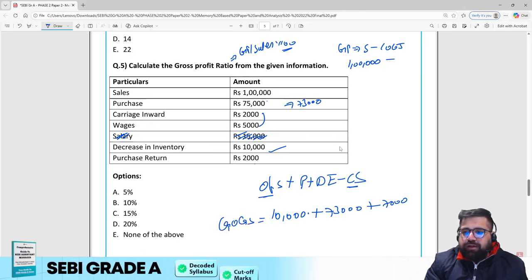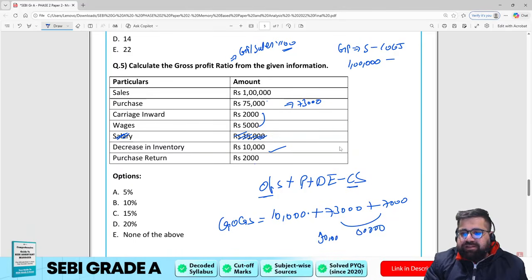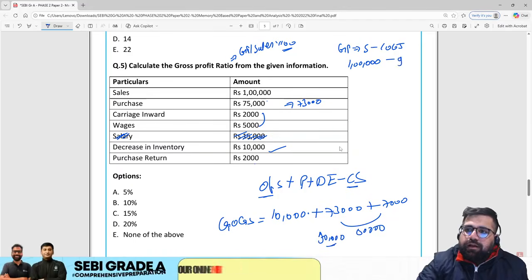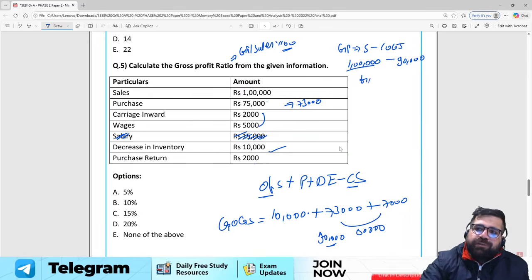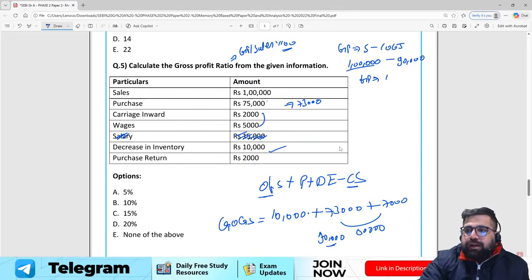COGS will come out as what? This is your 80 plus 10, 90. So my COGS came out as 90. Right? So my gross profit will be what? Sales minus COGS. COGS is 90. Sales is 1 lakh. So my gross profit will come out as what? 10,000 only. Right? Now apply the formula.